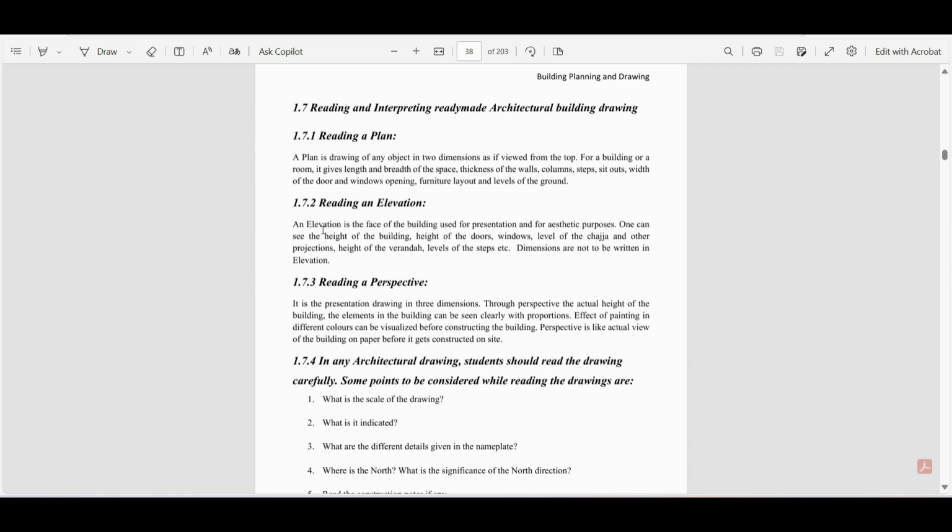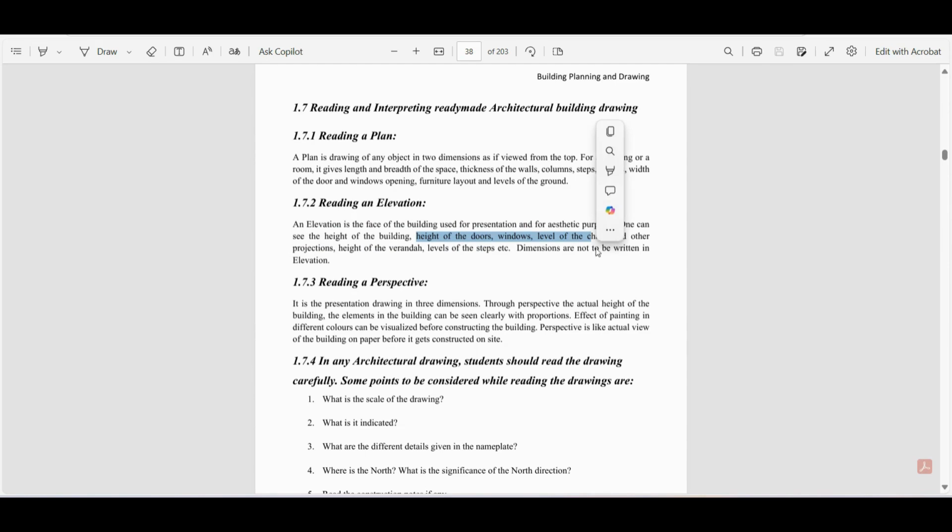An elevation is a face of the building used for presentation and for aesthetic purpose. One can see the height of the building. In the plan we mention length and width, and in the elevation we mention the particular side of the width and then height. So not only the building height, we show the height of the doors, windows and levels. Normally we show 3 to 4 levels.